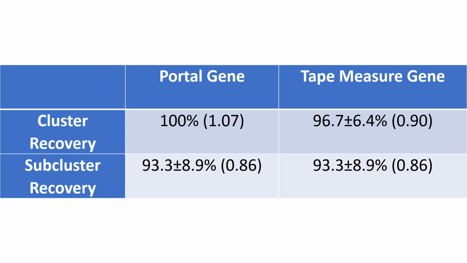Onto the tape measure gene, the cluster recovery rate was 96.7 plus or minus 6.4% with a p-value of 0.9. And the subcluster recovery rate was 93.3 plus or minus 8.9% with a p-value of 0.86. Since all these p-values are greater than 0.05, this means that there was no significant difference between my data that I collected and the previous study that showed that single gene analysis is effective in predicting cluster assignment.